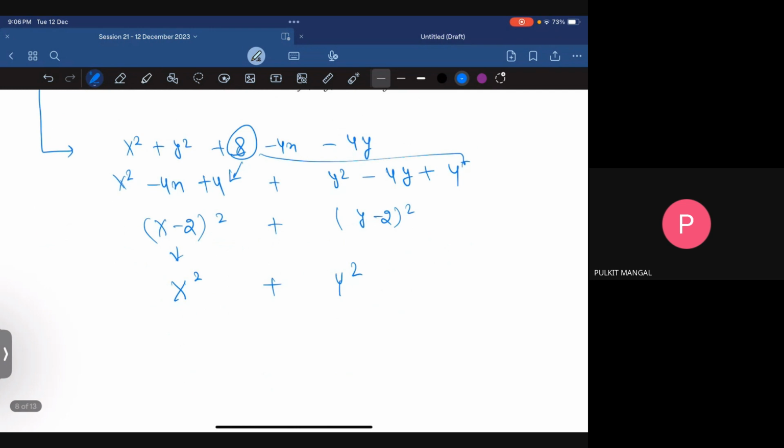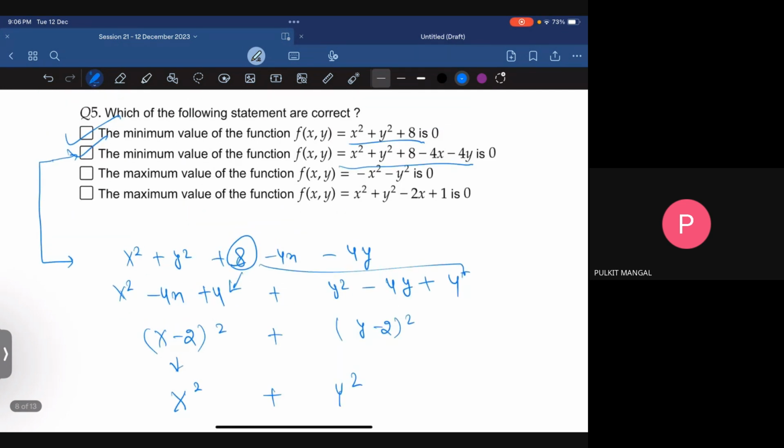Now for option C, the maximum value of the function is 0. Is it correct? Yes, sir. Yeah, this is correct, because it is just simply negative of x square plus y square. This function has minimum value 0, and as you are multiplying it with the negative, the most minimum value would become the most maximum value. So the maximum value would become 0 here.